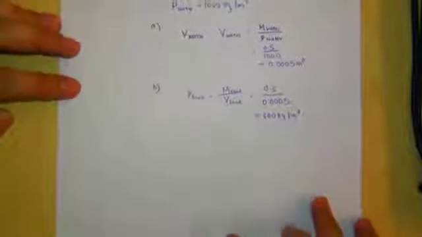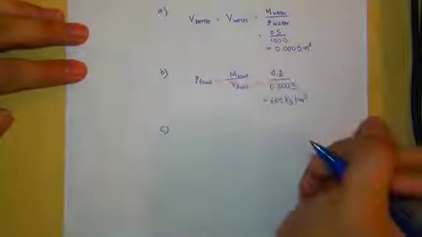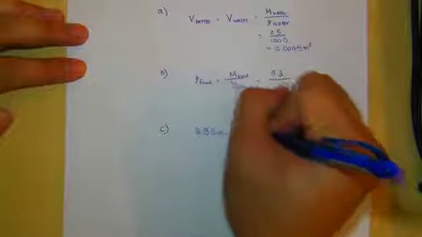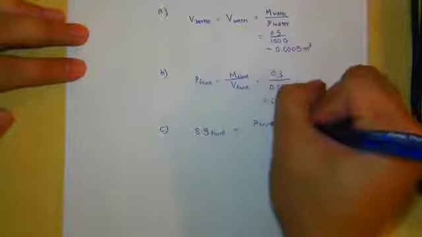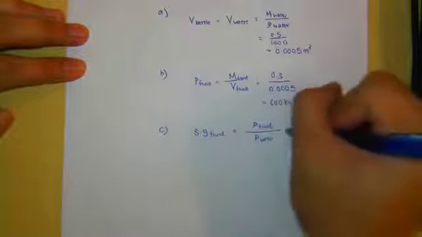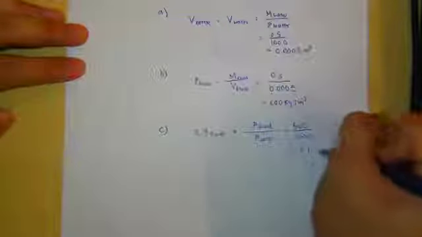And then C. We are supposed to find out the specific gravity of the fluid. So again, follow the formula, which is the density of the fluid divided by the density of water at 4 degrees Celsius. So it's 600 divided by 1000, and this will give us our 0.6.